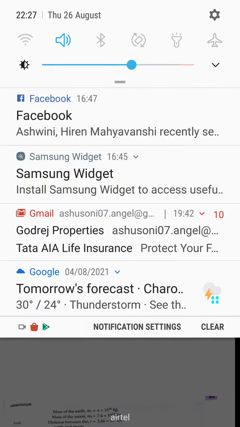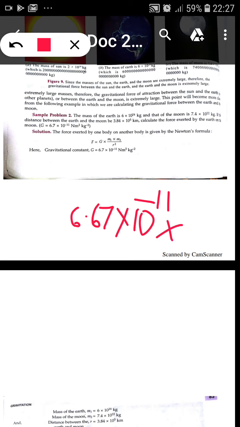So the gravitational constant, we already know the value: 6.67 into 10 to the power minus 11 newton meter square per kg square. Okay, so we will be using this in the numerical. We know that G is 6.67 into 10 to the power minus 11. In many numericals you will be using 6.7 also, so no mistake over there, because approximately 6.67 is given as 6.7. Okay. Now G m1 m2.